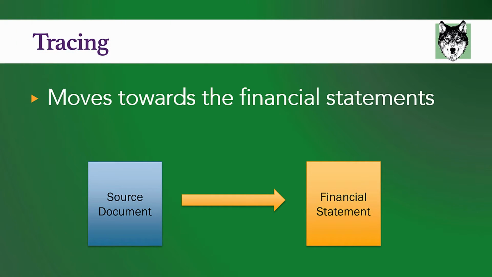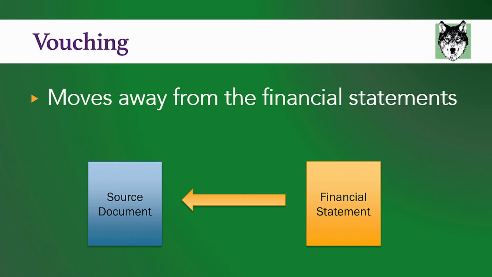So what tracing is, the auditor will go and they'll find one of the original source accounting documents. And they'll take that document and they'll trace it all the way through the financial system. They'll trace that document through this system and find where it ends up on the financial statement. That's tracing. Vouching is the opposite. Vouching starts with a number on the financial statement and then goes and finds the original source document that backs up and provides evidence for that number on the financial statement.